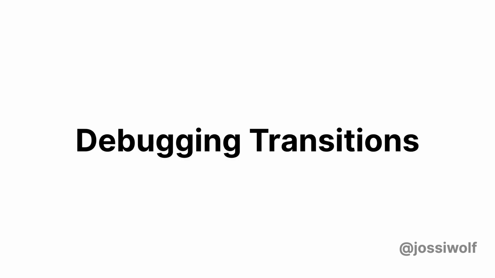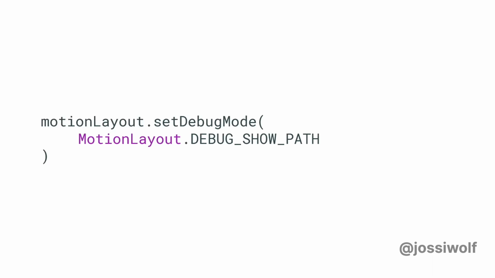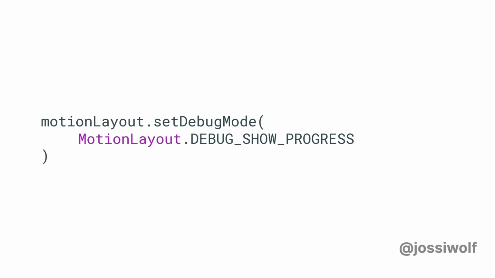So debugging transitions. Obviously, there's something called debug modes in MotionLayout. There are two of them. Debug show path, which is what we just saw. So you have this path which shows from the start state to the end state. And you have the progress as well, if you want, which shows some frames per second information. It shows from which state to which state it goes and the progress of it. It doesn't show the path combined yet.